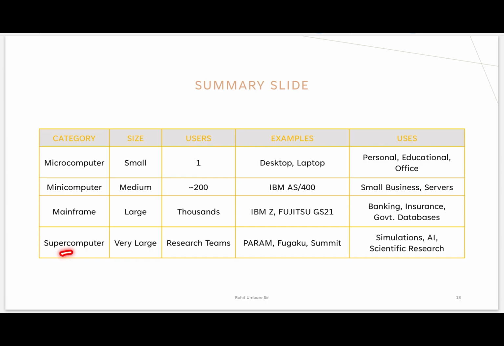And the last one is the supercomputer, which is very large. Who uses this? A research team. Whatever the number of that team, only that team will use it. But it can reach any number; there is no specification of how many can use it. Examples are Param, Fugaku and Summit. One is of Japan, one is of the USA and one is our Indian, right? Used for simulation, AI, scientific research, or we can say weather forecasting, right?